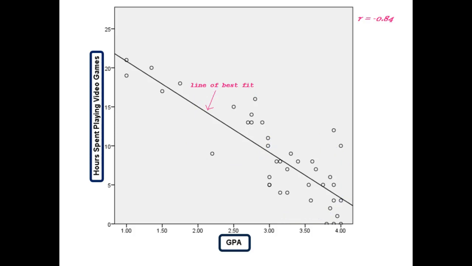Let's talk about that r equals negative 0.84. We aren't actually going to go through the math, because that is outside the scope of this tutorial, but I do want you to be able to have a general understanding of what the number means. The number is referred to as the correlation coefficient. The correlation coefficient is the result of Pearson's r test. Therefore, it is abbreviated as r.